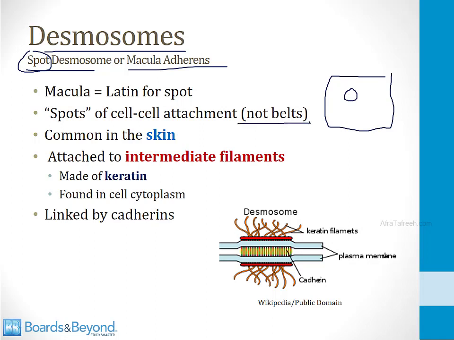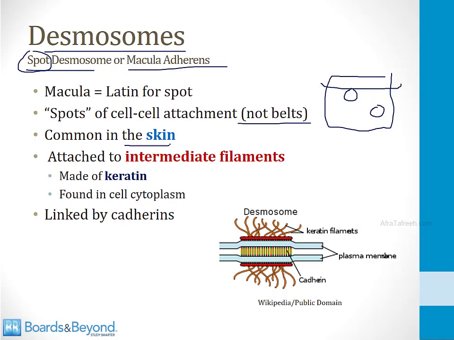And this is different from the belts that we talked about before. So tight junctions and adherens junctions tend to form a belt all the way around the epithelial cell. In the case of desmosomes, you just have little spots where two cells are connected to one another. And these are very common in the skin. There are lots of desmosomes found in epithelial cells in the skin.